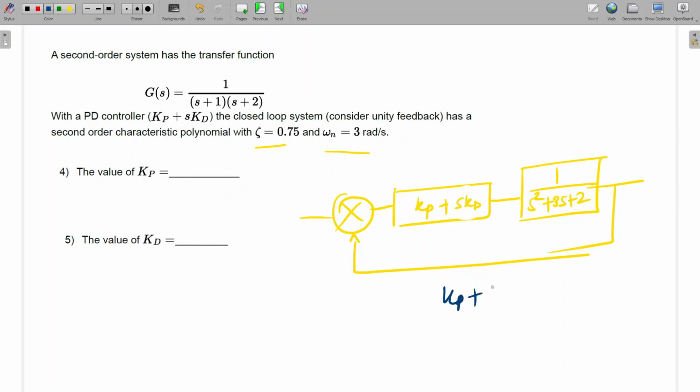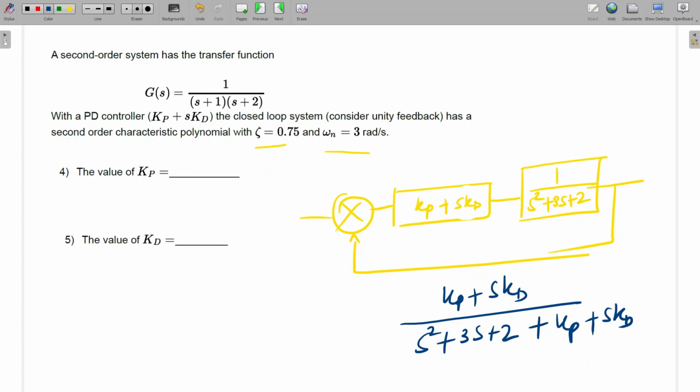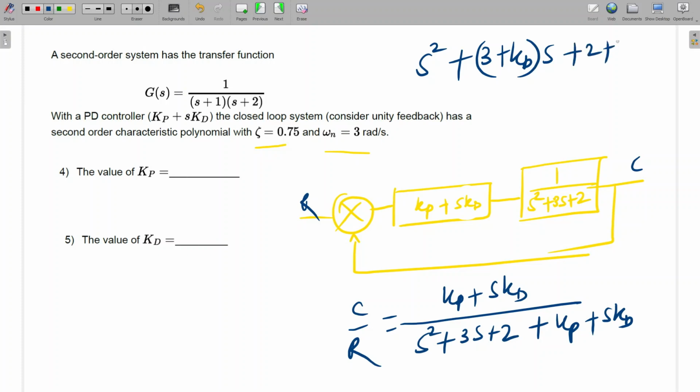So Kp plus S into Kd divided by S square plus 3s plus 2, plus Kp plus S Kd. Is it correct? Yes, sir. Simple only. So from here we can match with this one. Okay. So this equation will be S square plus (3 plus Kd) into S plus (2 plus Kp).